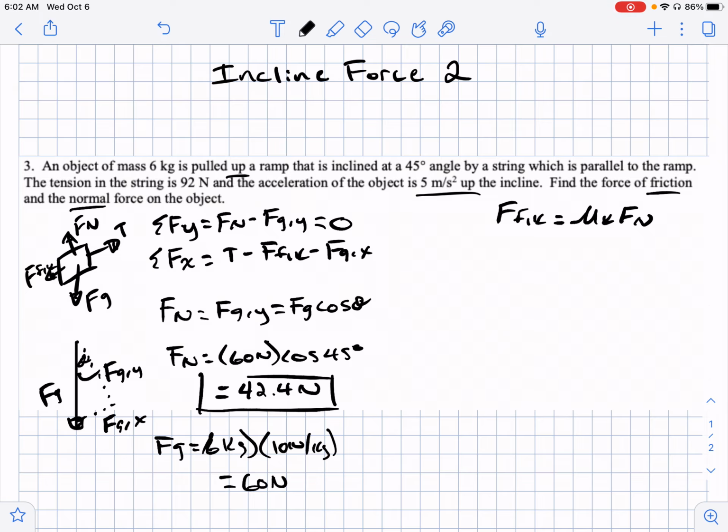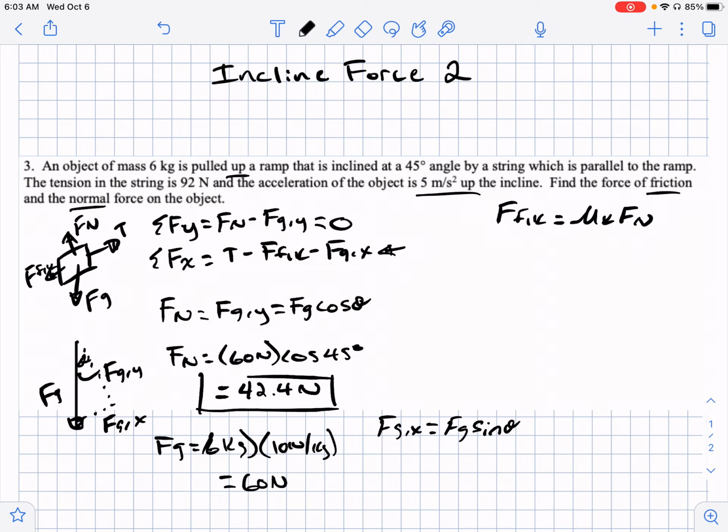Okay, so our net force equation was right here, and it said that the net force was equal to tension minus friction minus FGX. And so what we're going to do here is we're going to use this equation to solve for it. So first, let's find our FGX. Okay, so using this triangle over here, we know that my FGX is going to be opposite the angle. Okay, so for my FGX, it's just going to equal FG sine theta.